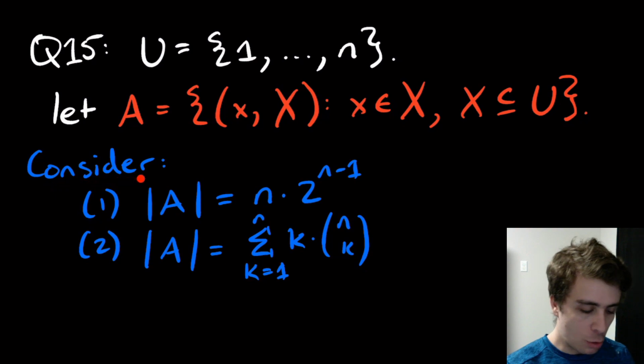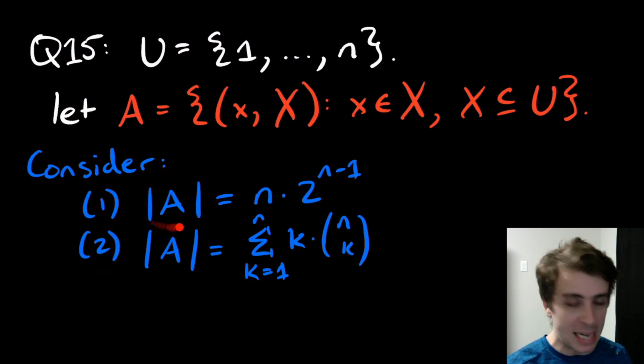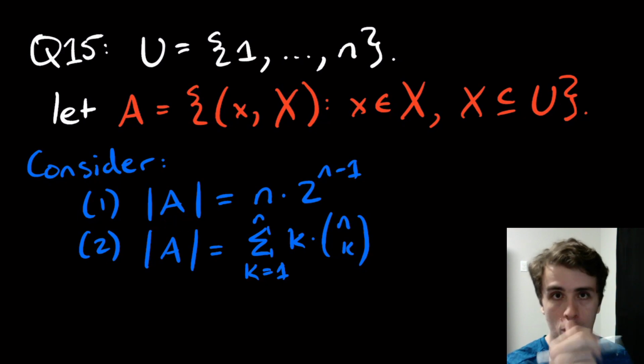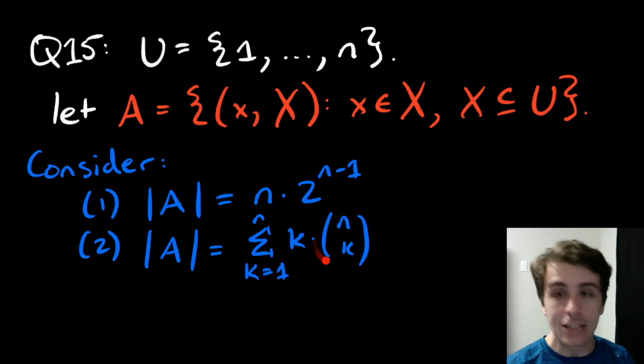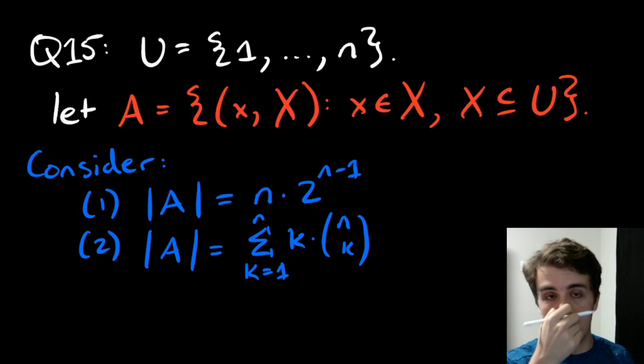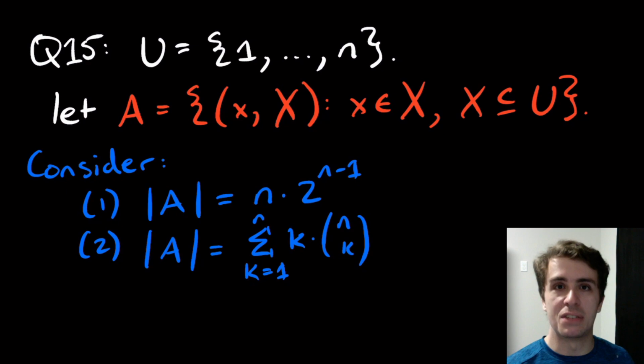And the question is, we have two statements about the size of A. Remember, the vertical bars on a set mean how big is the thing. Proposition 1 is saying the size of A is n times 2 to the power n minus 1. Or it could be that the size of A is the sum, so the sigma here is the sum, from k equals 1 to n of k times n choose k. Obviously k is just a number between 1 and n, and n choose k just means the number of subsets of size k that you can pick from a set of size n.